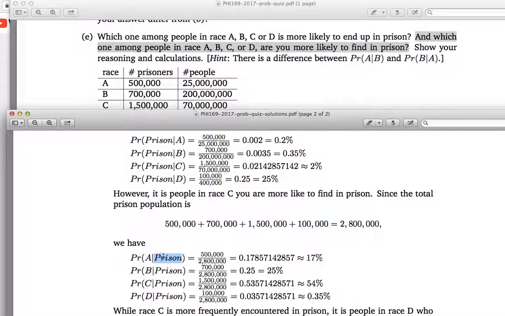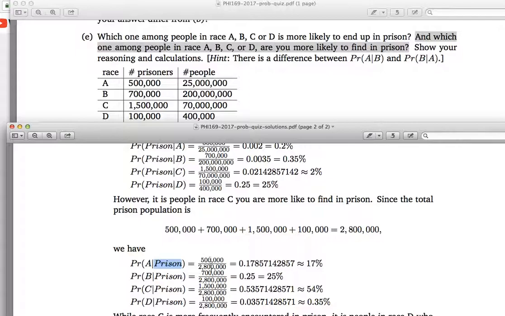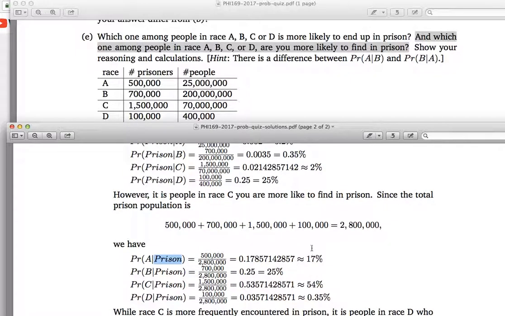Now, how many people are in prison in total? Well, we simply have to add up all the people in prison. So 500,000, 700,000, 1.5 million, and 100,000. So it gives us 2,800,000. This is the total number of people in prison. And this is going to go in the denominator, and the numerator will correspond to the people of each race who are in prison. So 500,000 for A, 700,000 for B, 1.5 million for C, and 100,000 for D. And this is going to give us the following probabilities: 17%, 25%, 54%, and 0.35%.